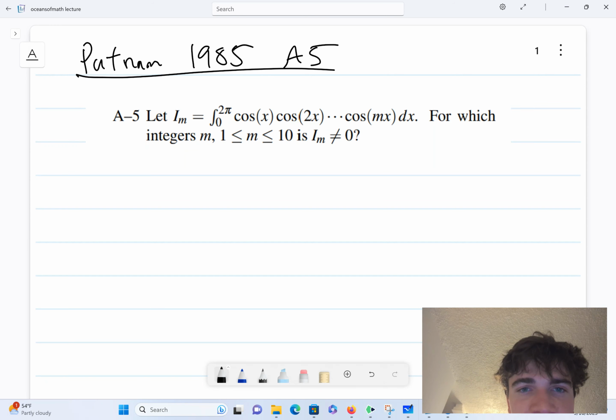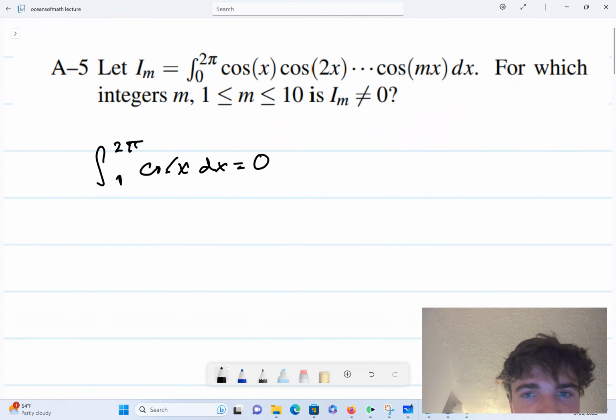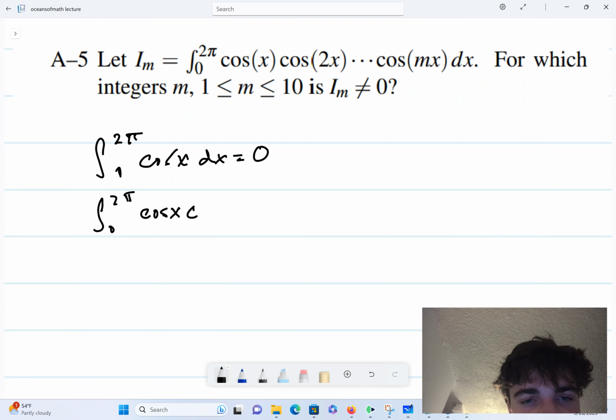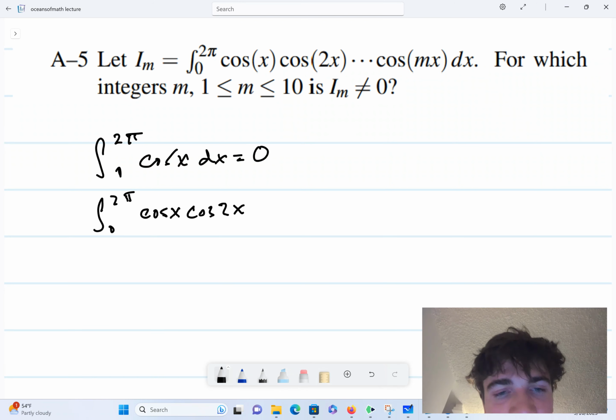And so glancing at this integral, it's clear that for m equals 1, the integral from 0 to 2 pi of cosine of x dx is simply equal to 0, because we're integrating a cosine wave over its period. And also for m equals 2, if you're familiar with a little bit of partial differential equations, you'll remember from the orthogonality condition of cosine waves that the integral from 0 to 2 pi of any two cosine waves of different integer frequencies is always 0.